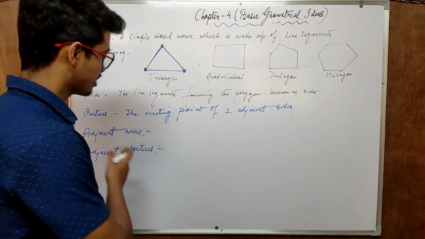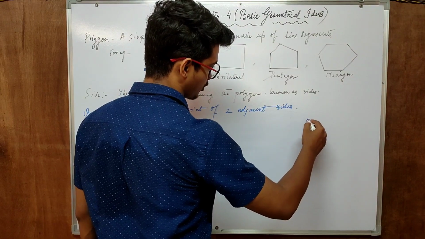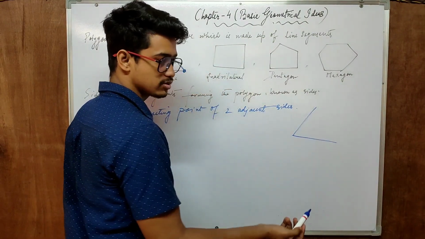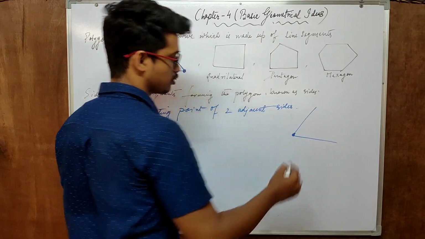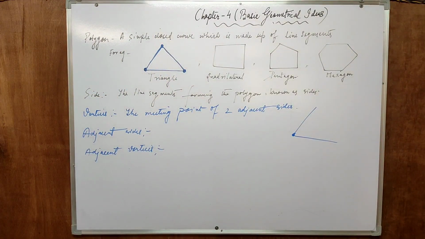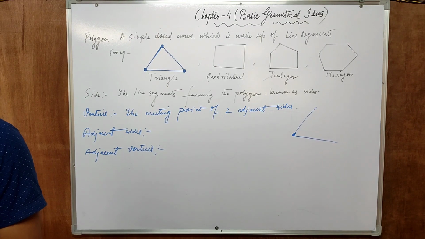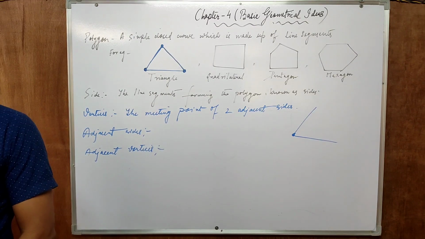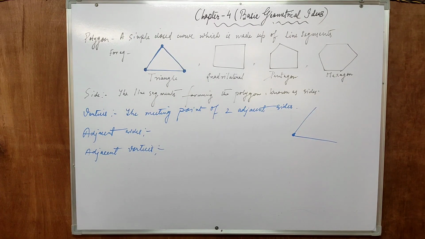If the concept is not clear, let me just draw one figure for you. So let's say these two are adjacent sides, because they have one common vertex. That's why. They have one common point, the common meeting point. So the next concept is adjacent vertices. The endpoints of the same side of a polygon are called adjacent vertices.